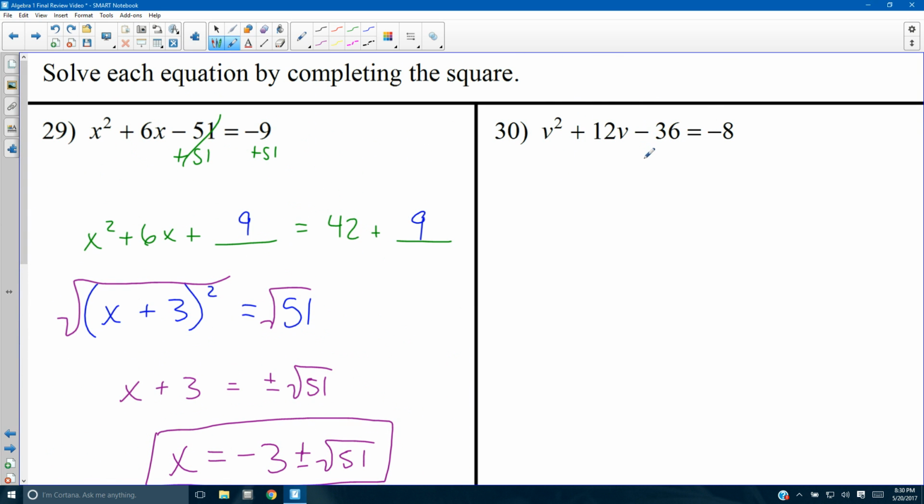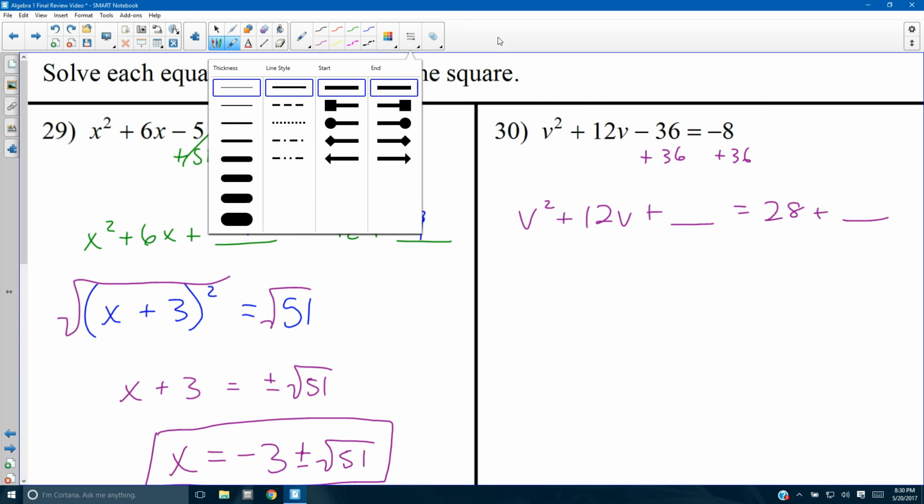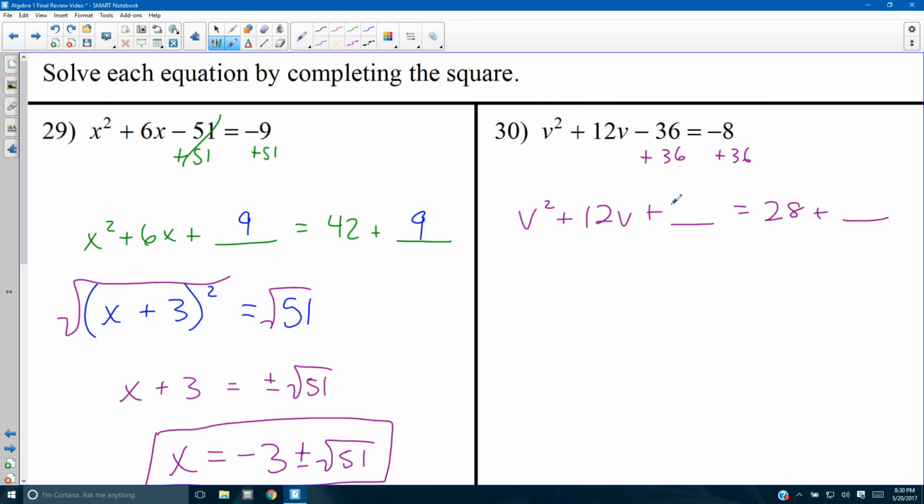Complete the square again. Let's go. Plus 36, plus 36. v squared plus 12v. You guys can help me complete this square right here. -8 plus 36 is 28 plus that mystery number. What could it be? 12 divided by 2 is 6, and 6 squared is 36. Add 36 here, add 36 there.